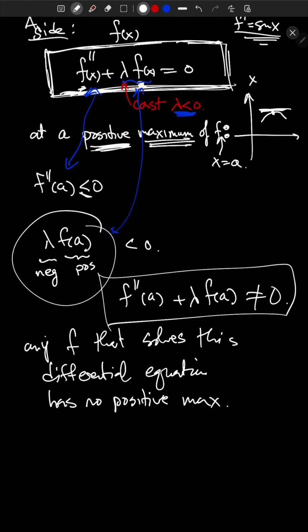So its graph, when you look at anything that satisfies this, we've concluded at this point, it cannot have a top of a hill above the x-axis.